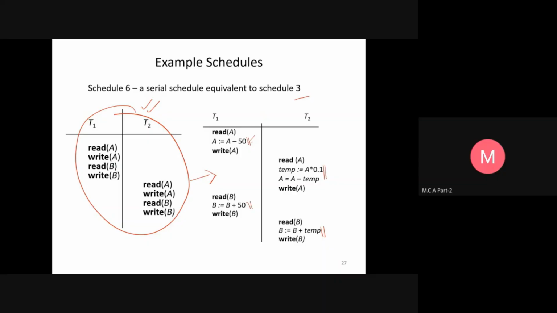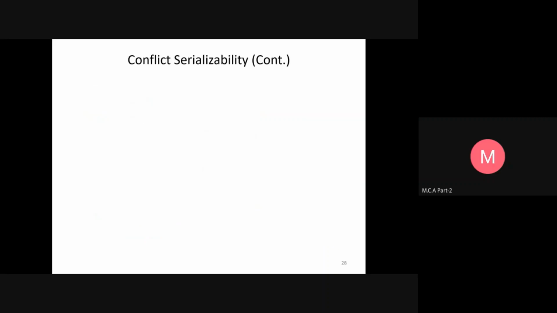Schedule 1, schedule 2 are just names that we gave so that we can identify the schedules.